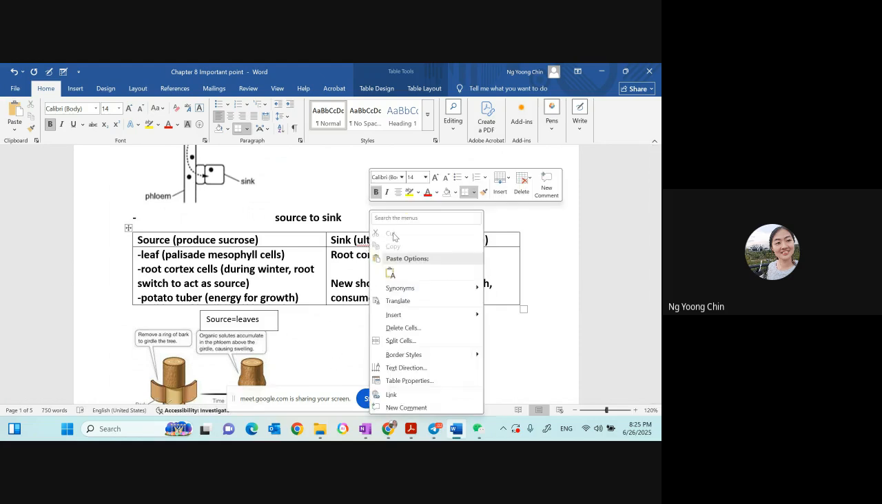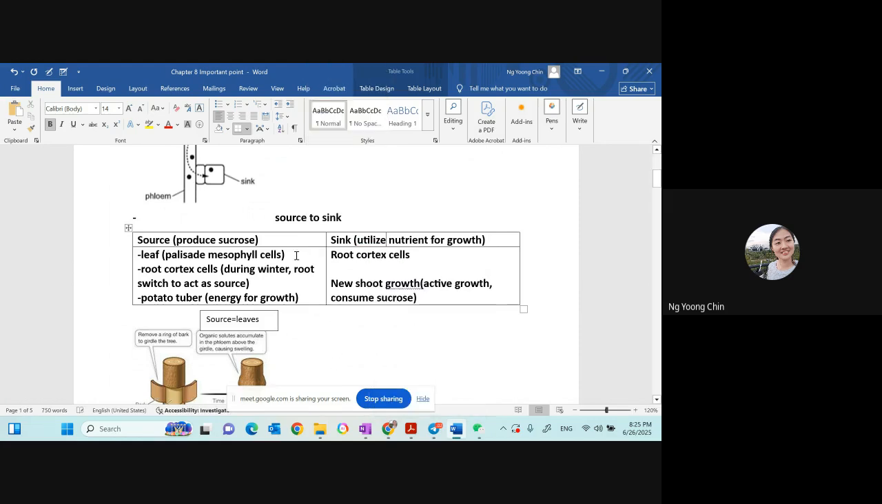So for example, the source and sink: source includes a leaf, right? The leaf can carry out photosynthesis due to the presence of chloroplasts. And also, source can be found in the roots. Because when we talk about the roots, which is the root cortex cells, the root cortex cell itself can act as both source and sink. But most of the time, root cortex cells are classified under the sink. Most of the time, for example in the summertime, with a lot of sunlight, there will be a high rate of photosynthesis.